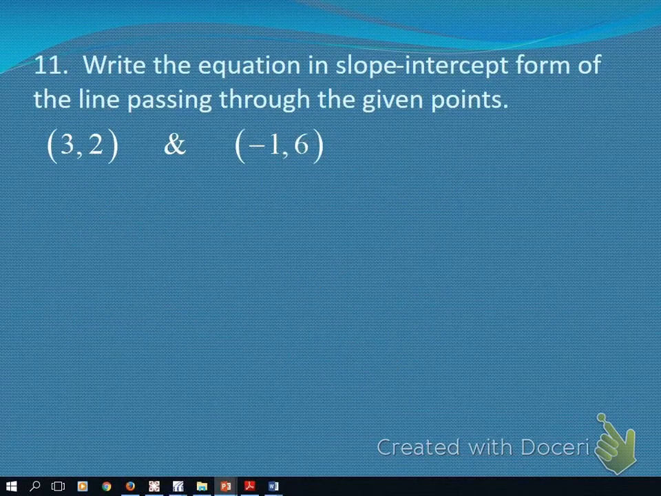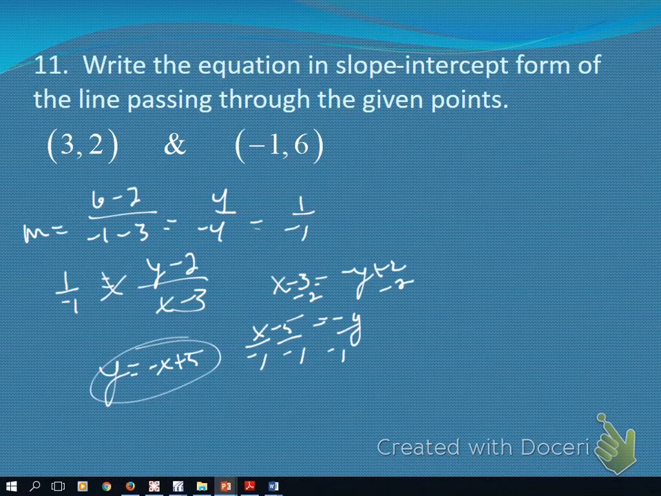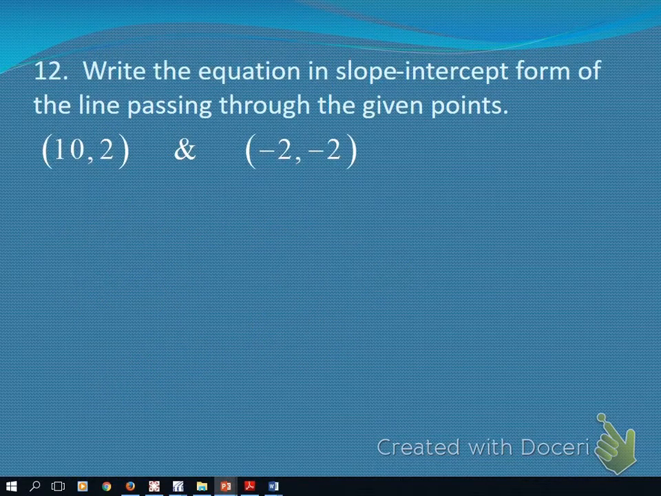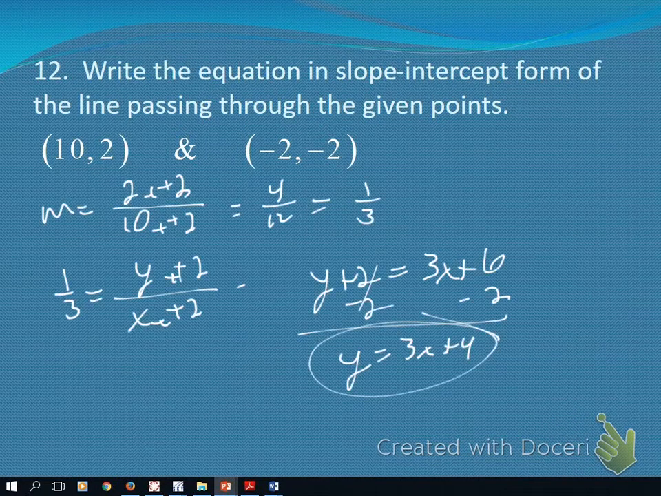Okay. Got another one here. Give it a shot. See how you do. You can stop the video, try it, and start it back up, and see if you're correct. y equals -x plus 5 is what you should end up with, and that's how you get there. Okay. One more. Try one more. So they got y equals 3x plus 4.